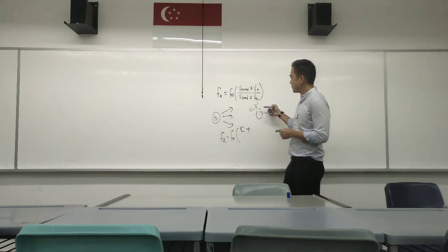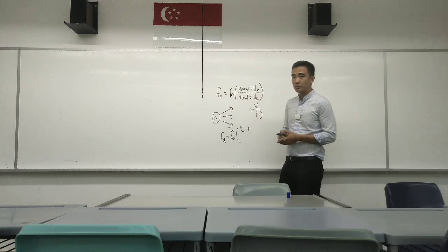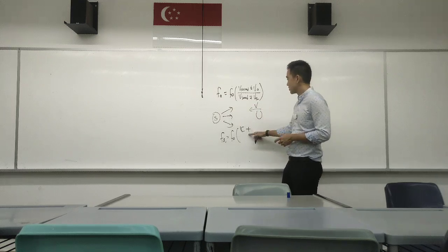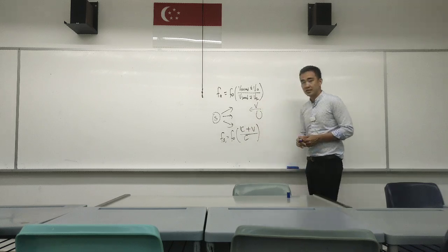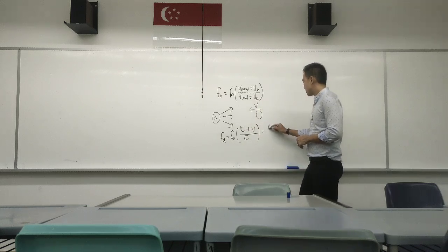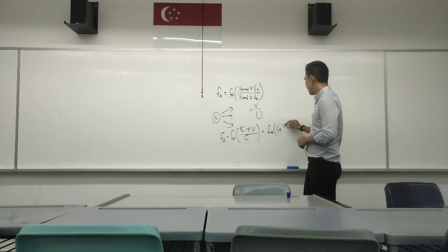Why plus? Because the observer is moving towards the source. That's why we choose plus. If it is moving away, we choose minus. v over here is divided by the speed of light, and the v of source is 0. So if you take a look at this equation, it will be f naught times (1 plus v upon c).